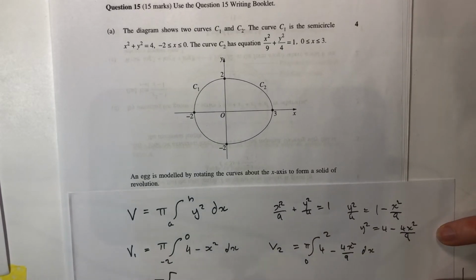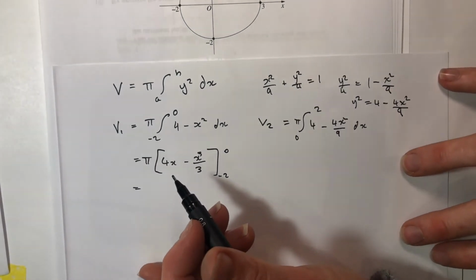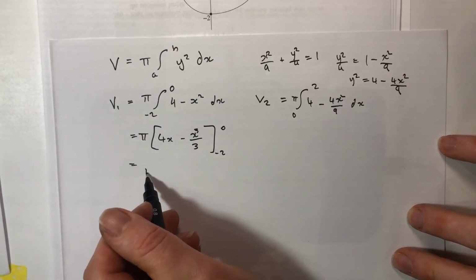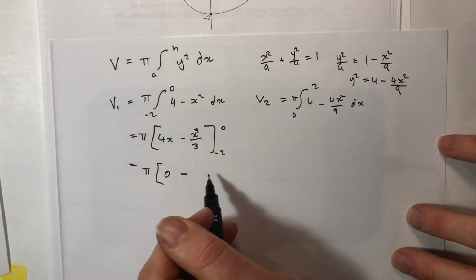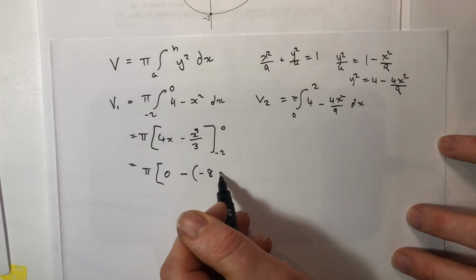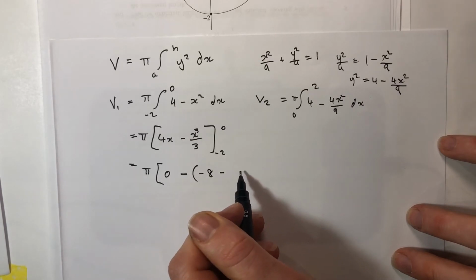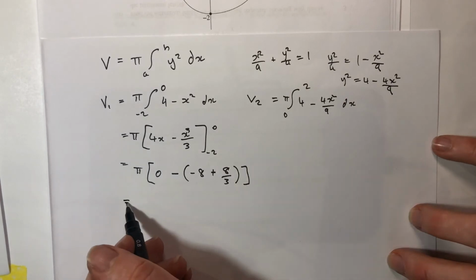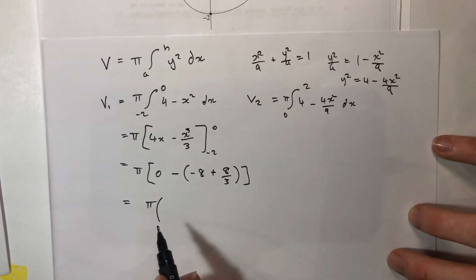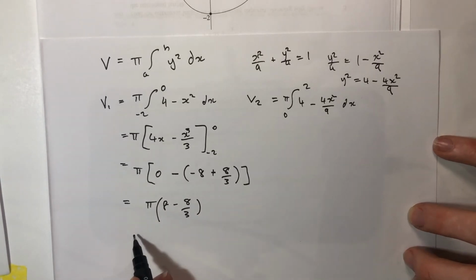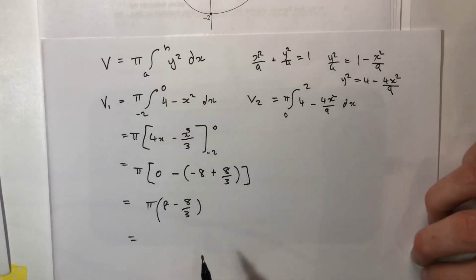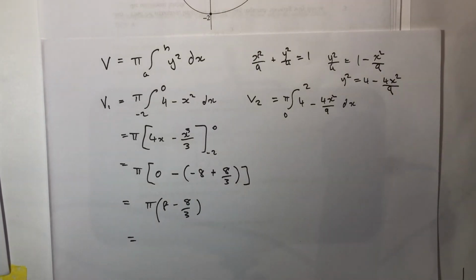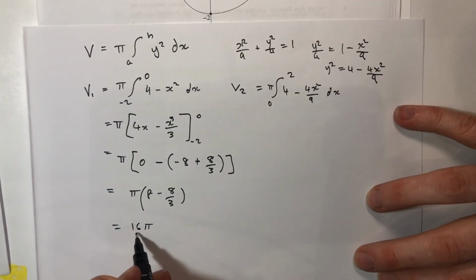This one, pi, integrate this as 4x minus x cubed on 3, from minus 2 to 0, which then moving up will be pi lots of, well, that's all going to be 0 for the first bit, minus 4 by minus 2 is minus 8, minus negative 2 cubed is 8, negative 8 with a negative there, so plus 8 on 3. That's my first one, equals pi. Negate these guys, so 8 minus 8 on 3 equals 8 minus 8 on 3, 16 on 3, so 16 pi on 3.